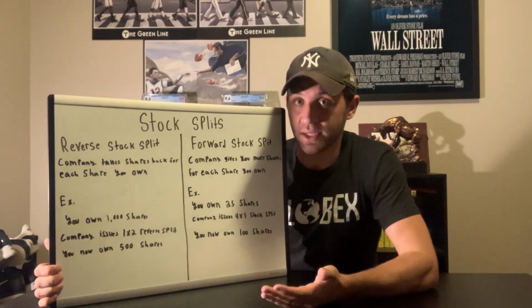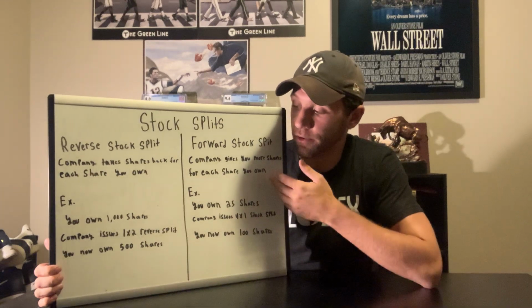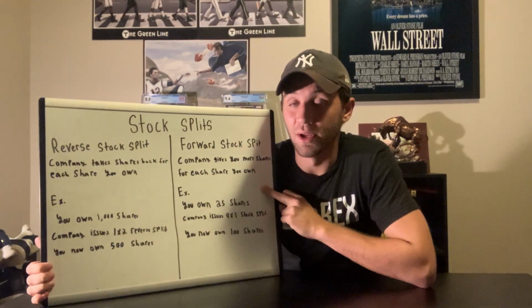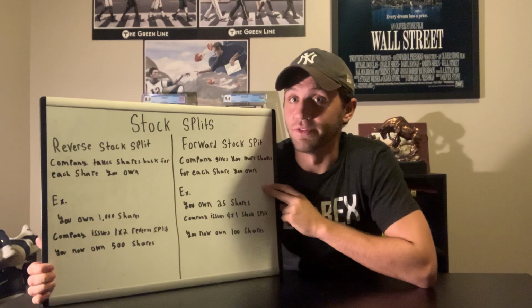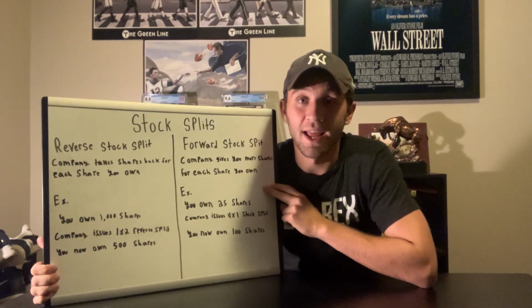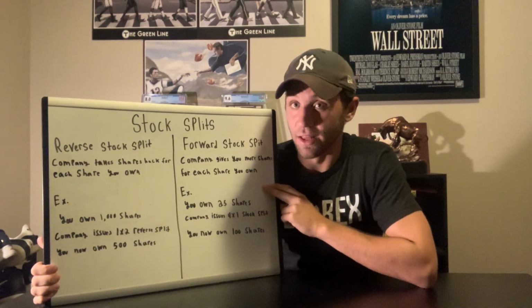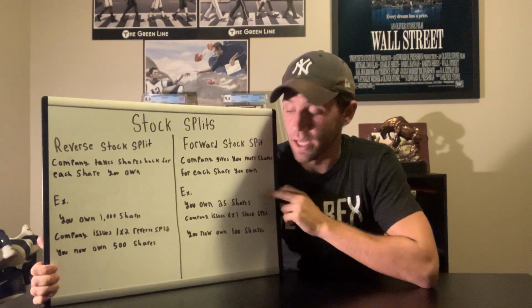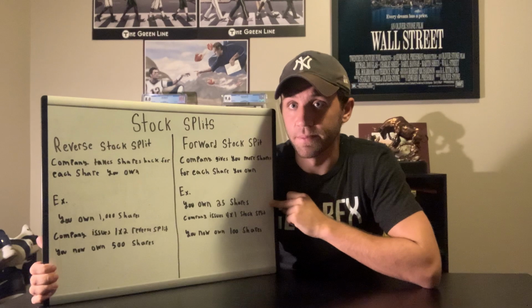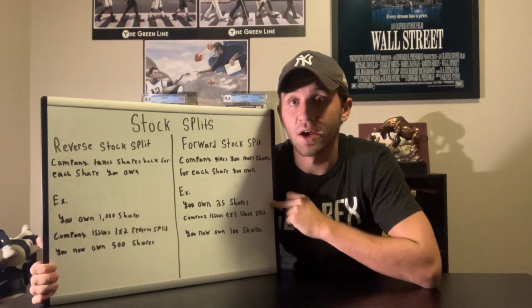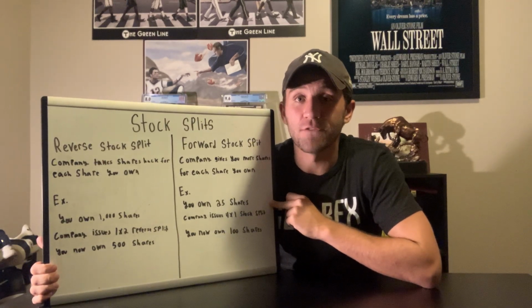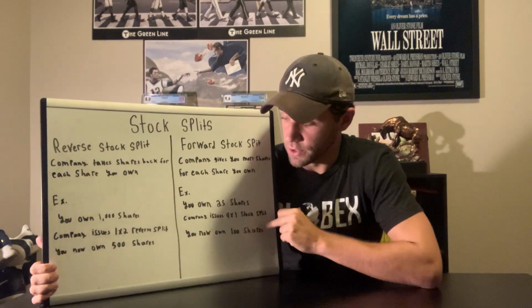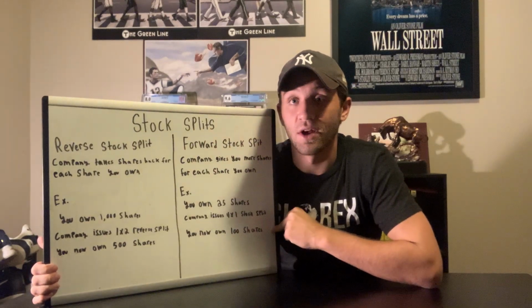So what is an example of each of these? Well, for a forward stock split, let's say you own 25 shares of, since they just reported this, Apple stock. They had their stock split a couple weeks ago. You own 25 shares of Apple. They issue a 4-for-1 stock split. So what does this mean? For every one share of Apple that you own, you will receive 4 additional shares. So you now own 100 shares after the stock split.